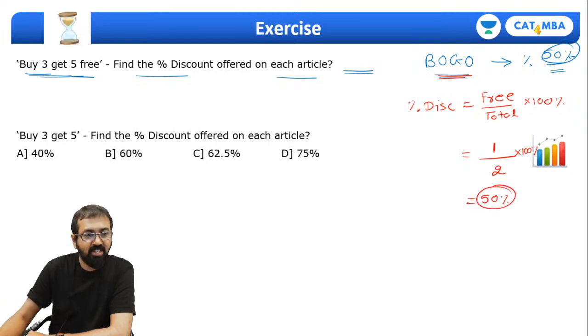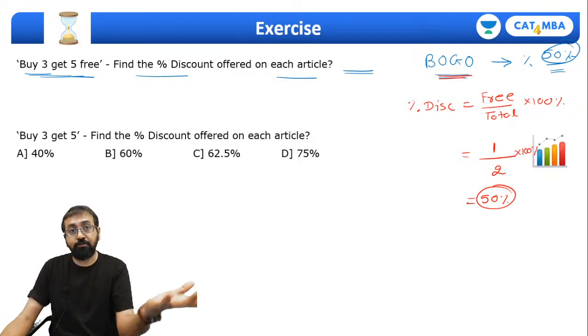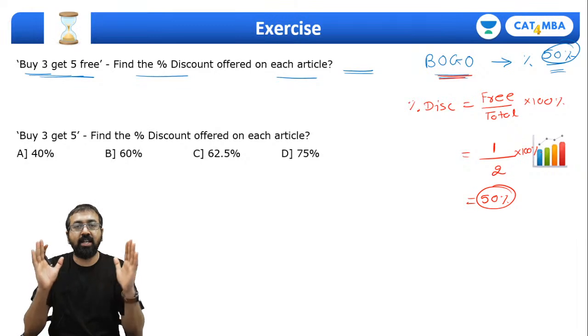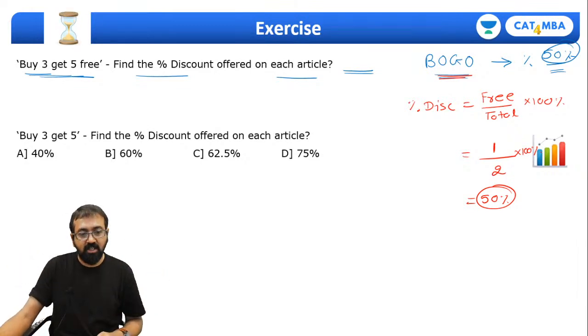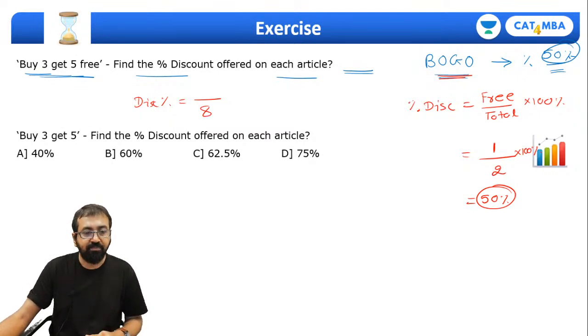Same way, buy 3, get 5 free means you bought 3 and you got 5 free. So that means you are getting a total of 8 garments. Percentage discount is equal to free over total. I got 8 articles, and out of them free were 5. So 5 by 8 into 100 is your percentage discount, and if you calculate, this will come out to be 62.5%.